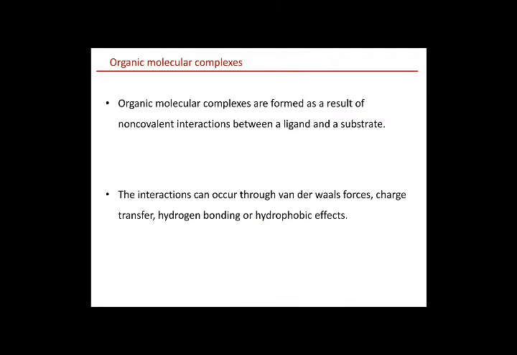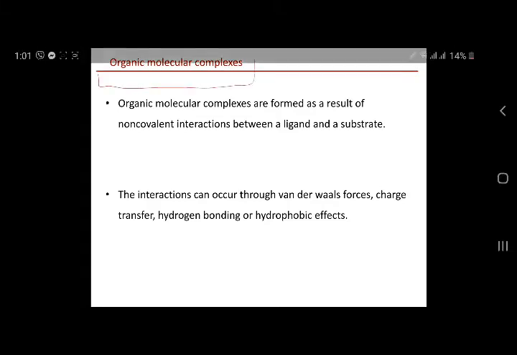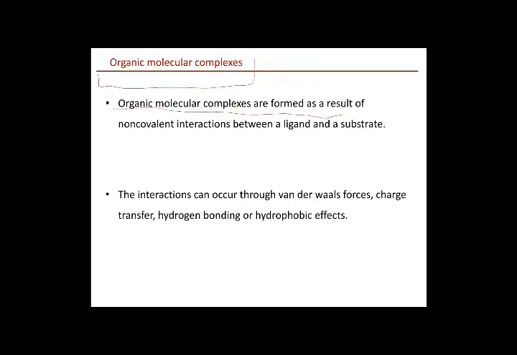Good. We are finished with metal ion complexes. Let's talk about the second category, which are the organic molecular complexes. Organic molecular complexes are formed as a result of non-covalent interactions between a ligand and a substrate. So this interaction between ligand and substrate does not always have to be covalent. It can happen by organic interactions.